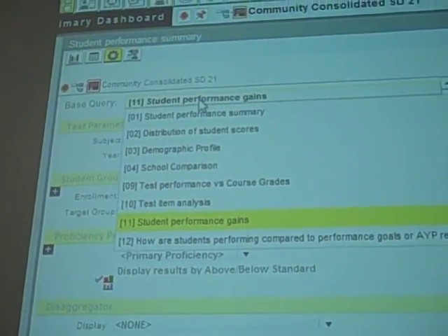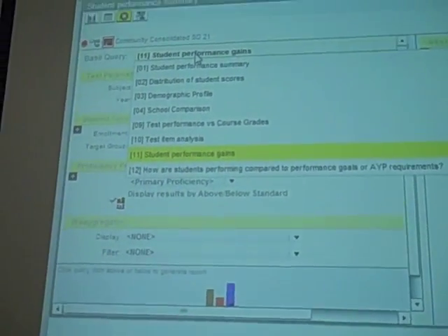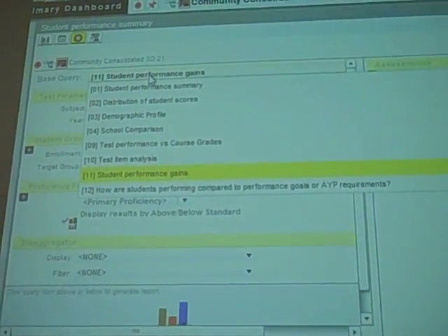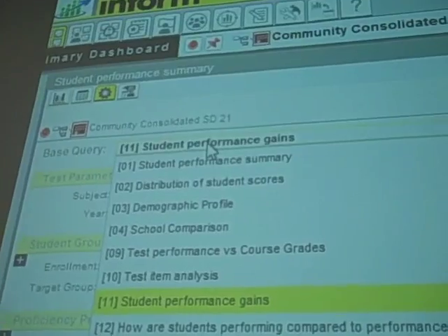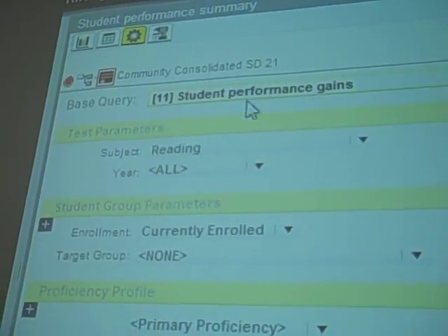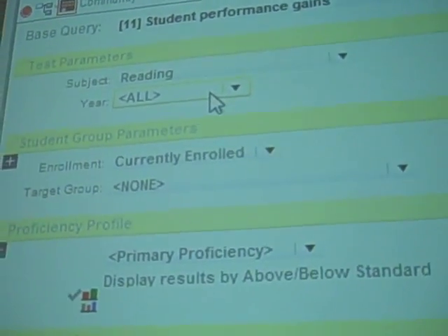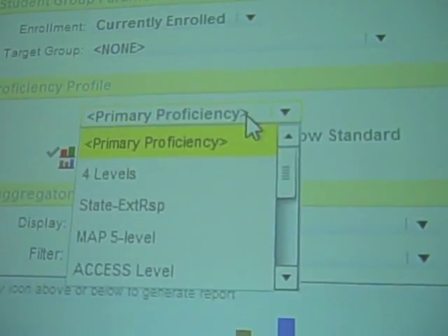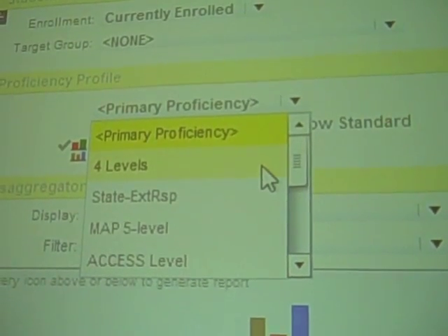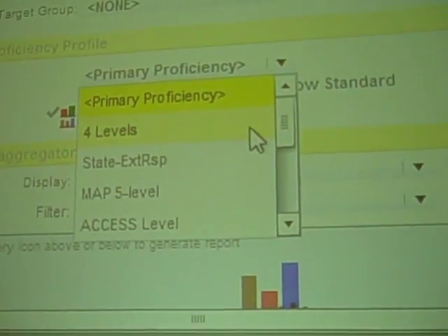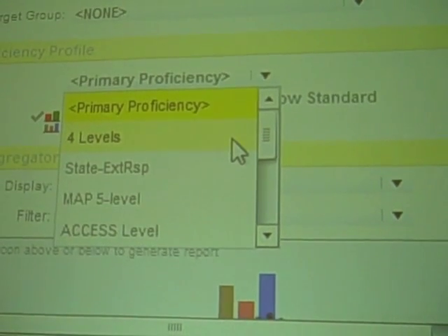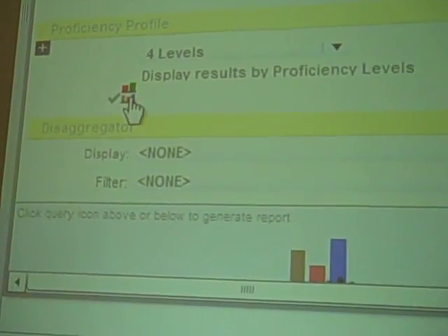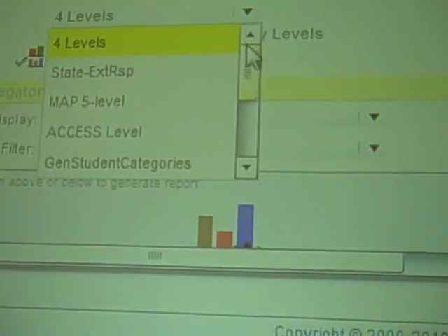Performance gains. That's the growth. When I launch a new query, by default, this will always go to 1, student performance summary, and I want to go to 11, student performance gains. I'm going to choose reading. I want all years. And then I'm going to leave, no I'm not. That's what I'm going to change. I'm going to change the primary proficiency, and I'm going to change this to 4 levels. Actually, I can even leave that primary proficiency, I believe.